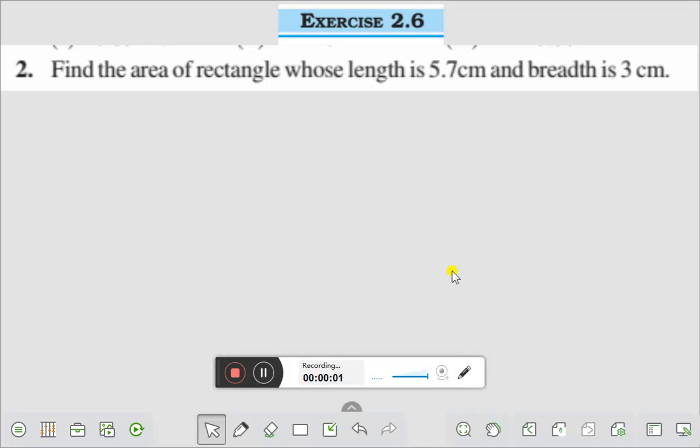Hello everyone. Today we shall discuss exercise 2.6 question number 2. Find the area of rectangle whose length is 5.7 cm and breadth is 3 cm. Let us find the area of the rectangle.